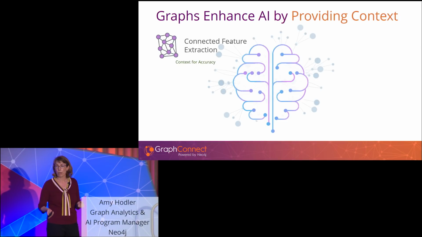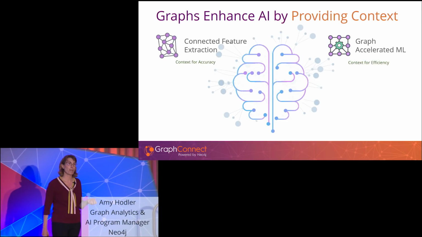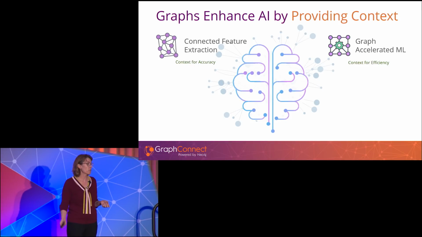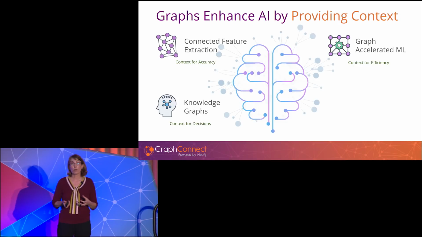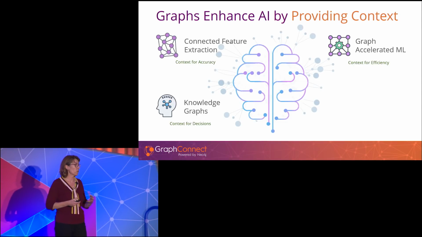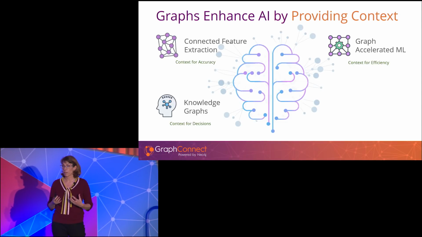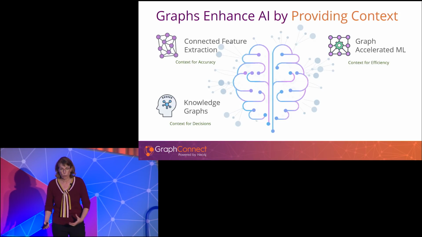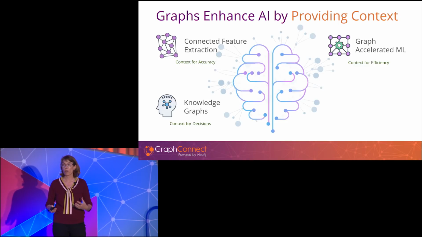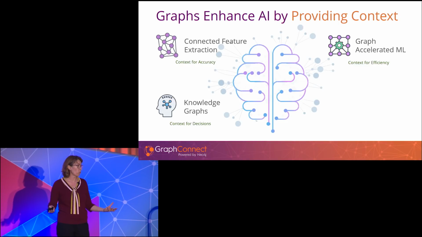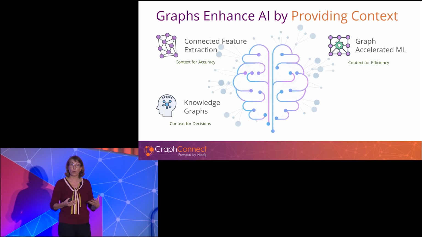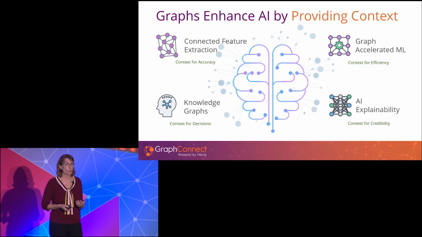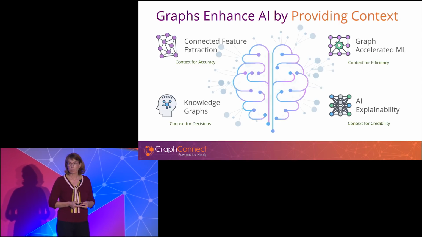We'll talk a little bit about graph accelerated machine learning, so model optimization, so you can have context for better efficiency. We'll talk about knowledge graphs as well, which I think there's a lot of information out there. This one I kind of get excited about. So it's context for decisions. And I always like to add appropriate decisions in decision support. There's a difference between accuracy and appropriateness. It's good to have both when you can. And AI explainability, so that's bringing context for credibility.